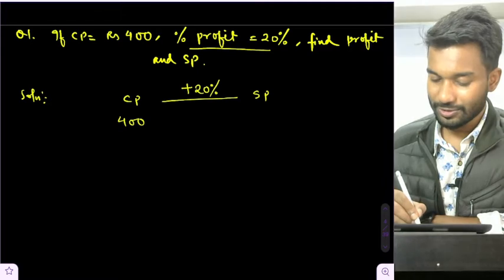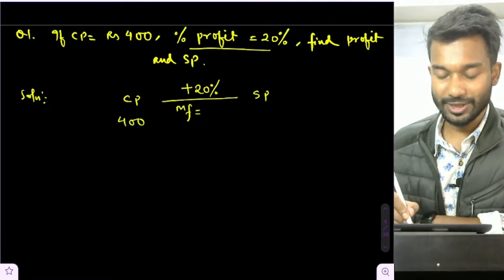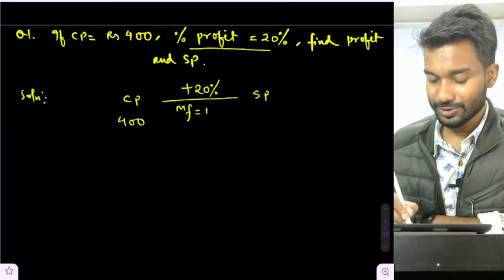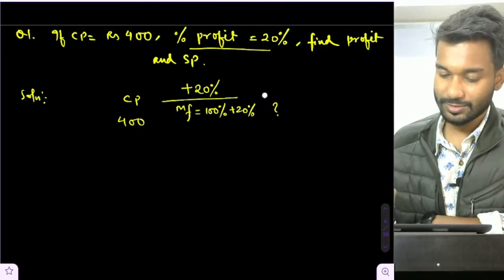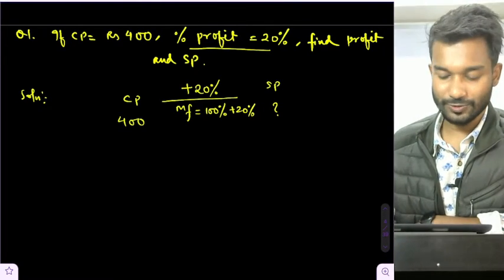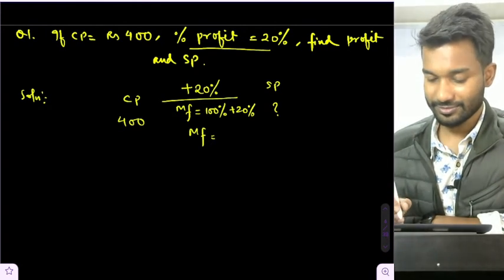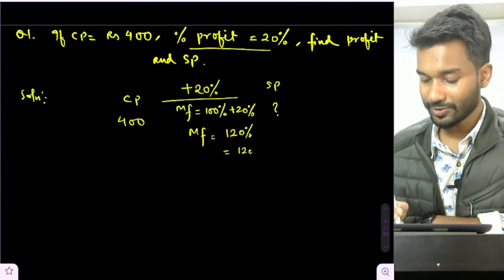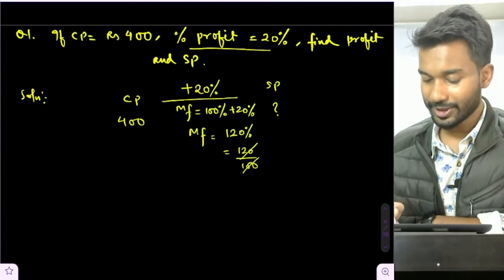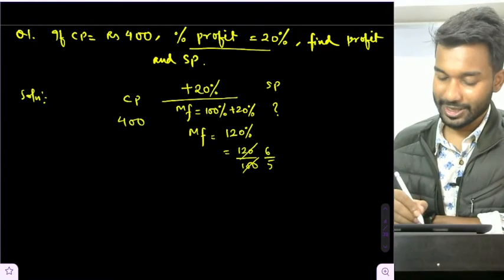I hope you know how to find the multiplication factor. With 100% we add it, so it will be 100% plus 20%. Selling price of the article is unknown. Those who know, you can directly write 6 by 5. But I'm explaining it. 120% is 120 by 100, divisible by 20, 6 times, 5 times. So selling price is unknown.